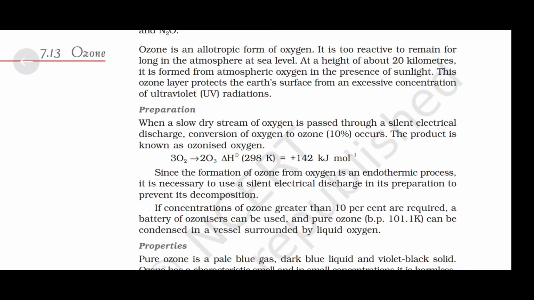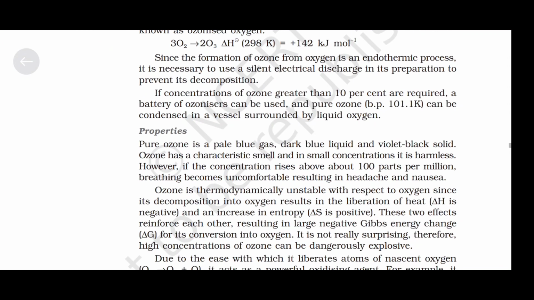Since the formation of ozone from oxygen is an endothermic process, it requires heat, that is 142 kilojoule per mole. It is necessary to use a silent electrical discharge in its preparation to prevent its decomposition. If concentrations of ozone greater than 10% are required, a battery of ozonizers can be used and pure ozone, boiling point 101.1 Kelvin, can be condensed in a vessel surrounded by liquid oxygen.